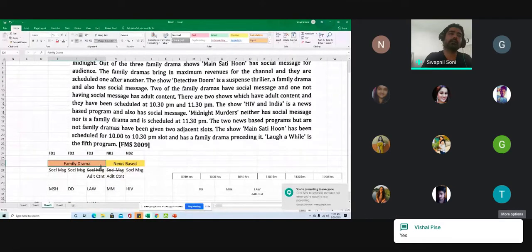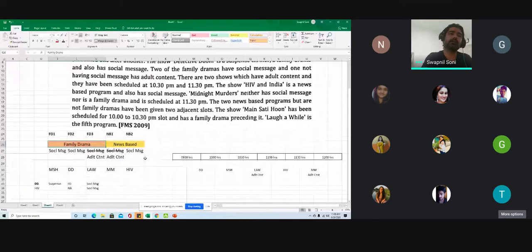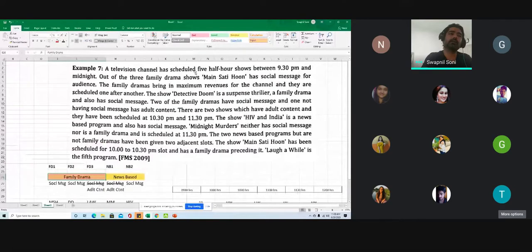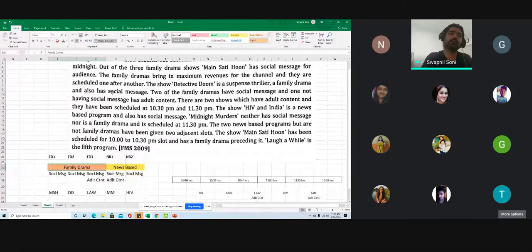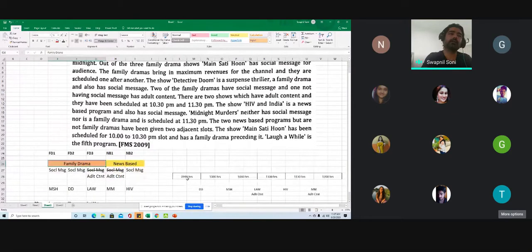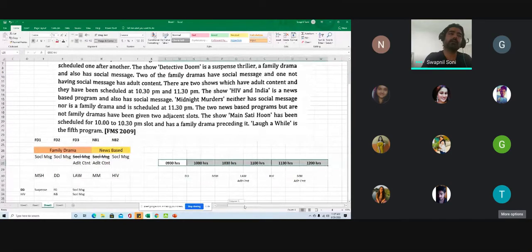Now let's look into some other information that we have. The next set of information is 5 half-an-hour shows that run between 9:30 and 12. So I can just write down timing: 9:30, 10, 10:30, 11, 11:30, and 12.